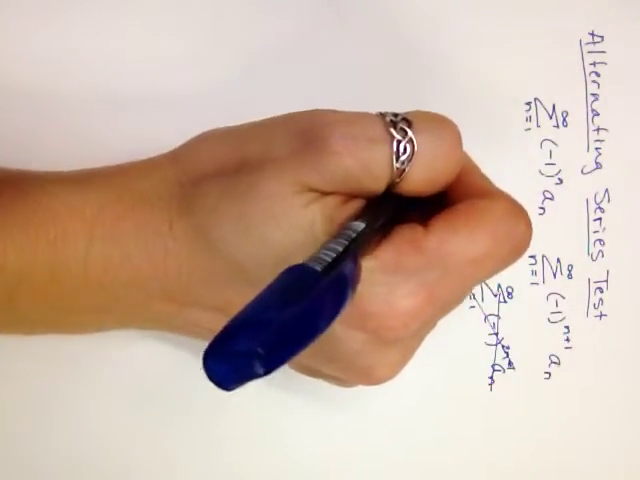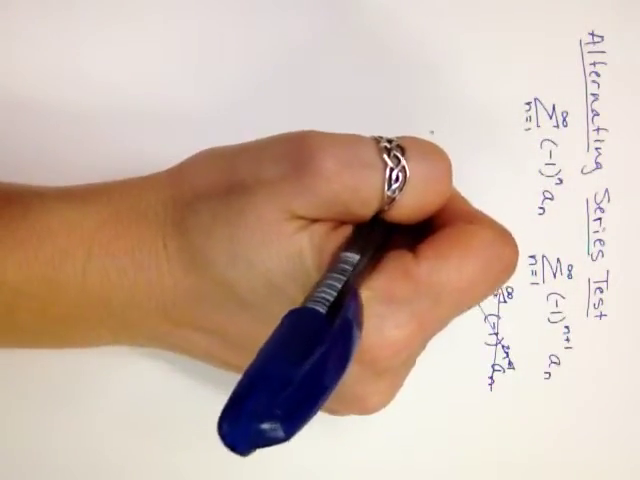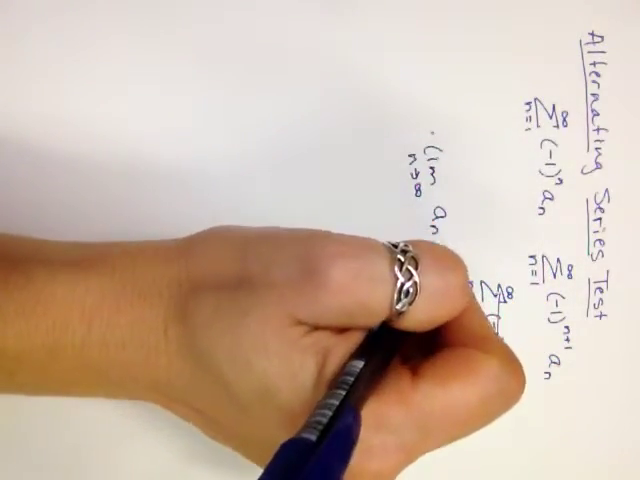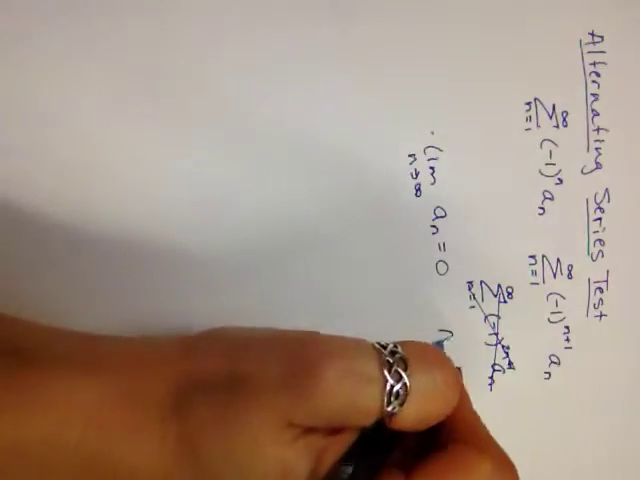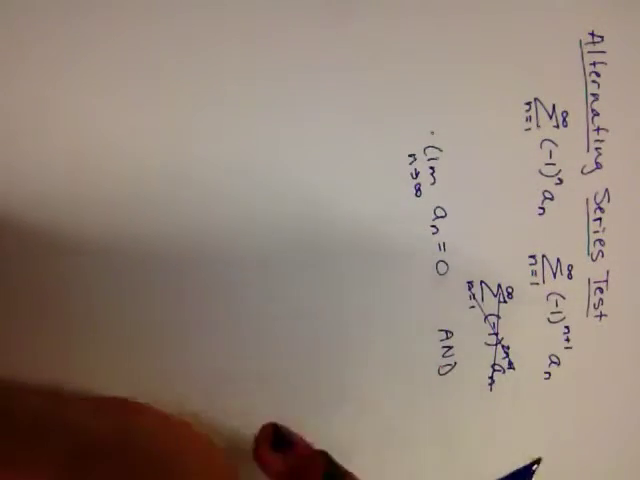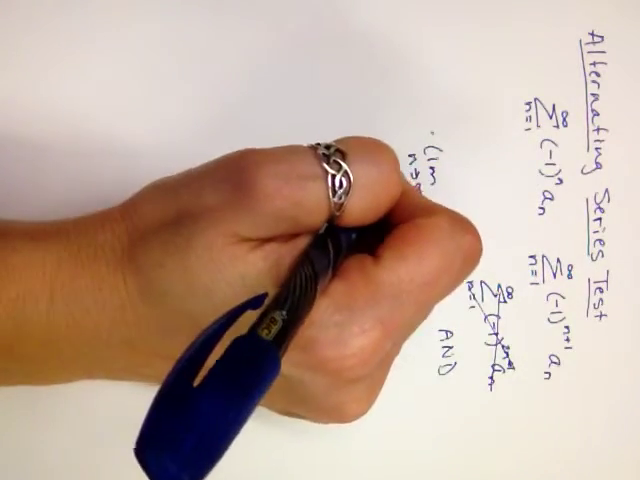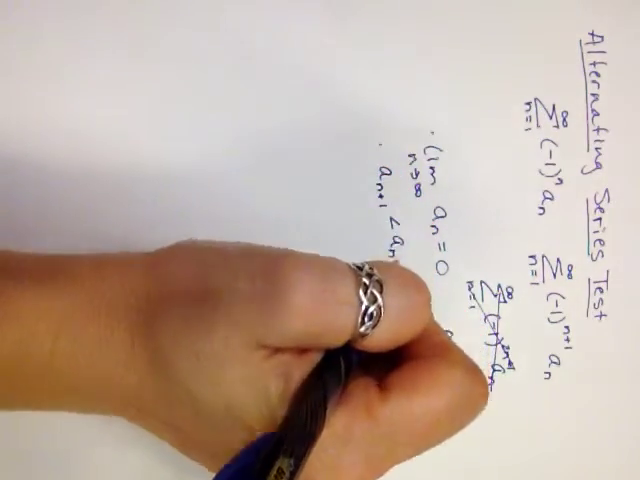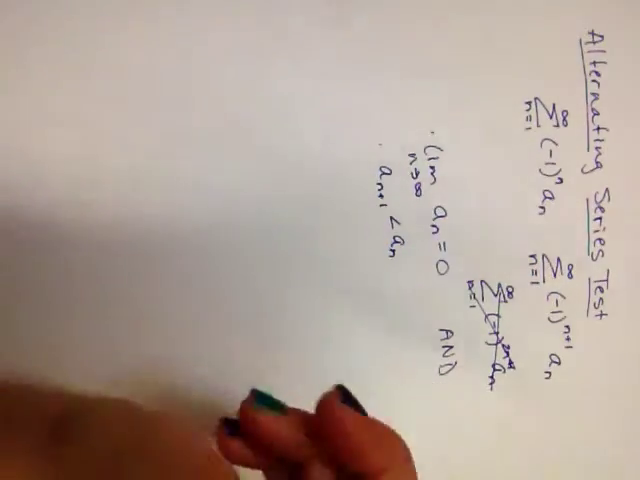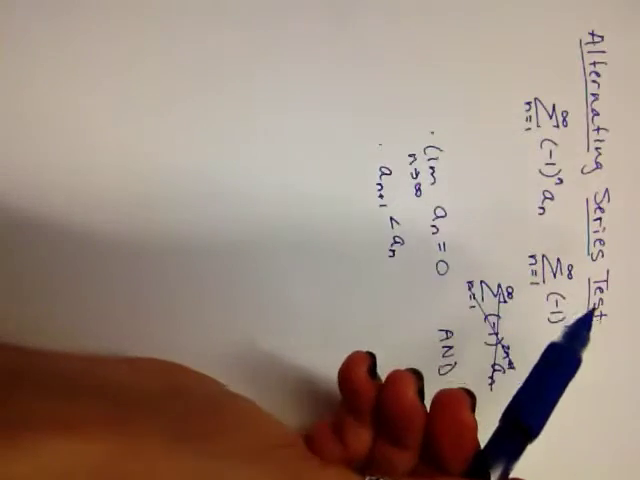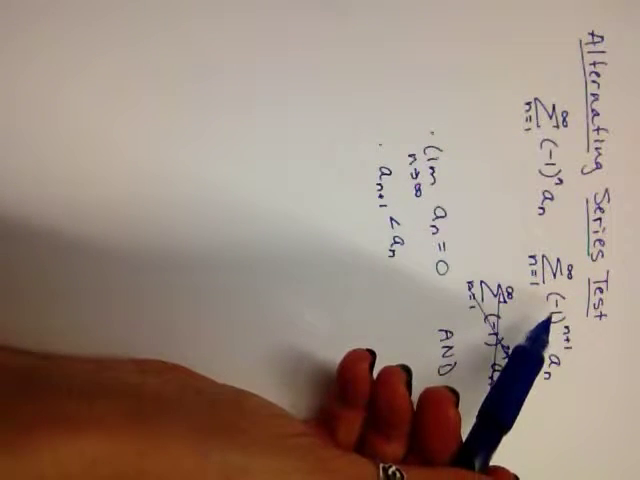If it is alternating and the limit as n approaches infinity of your non-alternating part, the a sub n, equals 0, and it is a decreasing sequence, which means that a sub n plus 1 is always less than a sub n, then you would say that the series converges by the alternating series test.